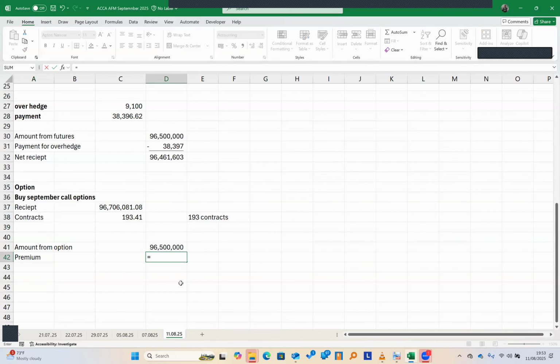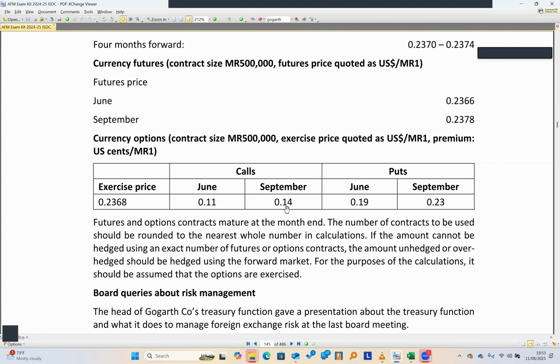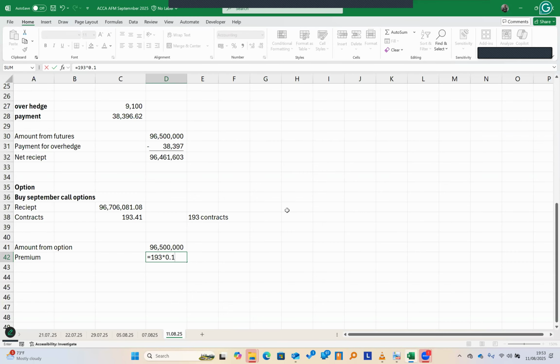So it's going to be 193 contracts multiplied by 0.14 cents, also 0.14 over 100, right? Or you can say 0.0014, and then times the contract size. So that gives you the premium. But since this amount from 0.0014 is in dollars right now, this amount here is going to be in dollars.